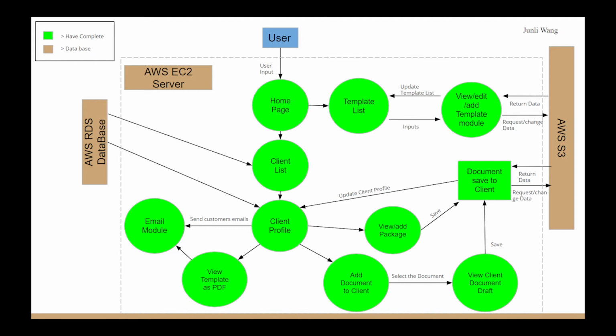In the client list, it will have the client profiles. They're drawn from our database. In the client profile, there are many functions. The first function is we can add documents to the client. The user can select documents, and then you can view the client document draft. When they choose to save, the document will save to the client and will update in the AWS S3 bucket before sending you back to the updated client profile.